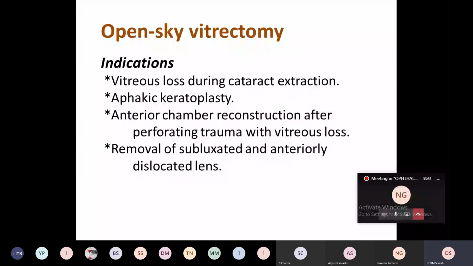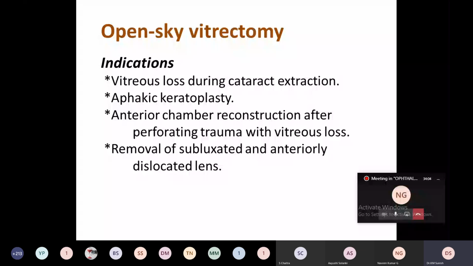Indications for open sky vitrectomy: you may be asked what are the various types of vitrectomy. In such cases, this particular slide will help you in naming the first kind of vitrectomy, that is open sky vitrectomy. Indications for open sky vitrectomy: vitreous loss which is seen during cataract extraction. When you are doing aphakic keratoplasty, there also you do open sky vitrectomy.